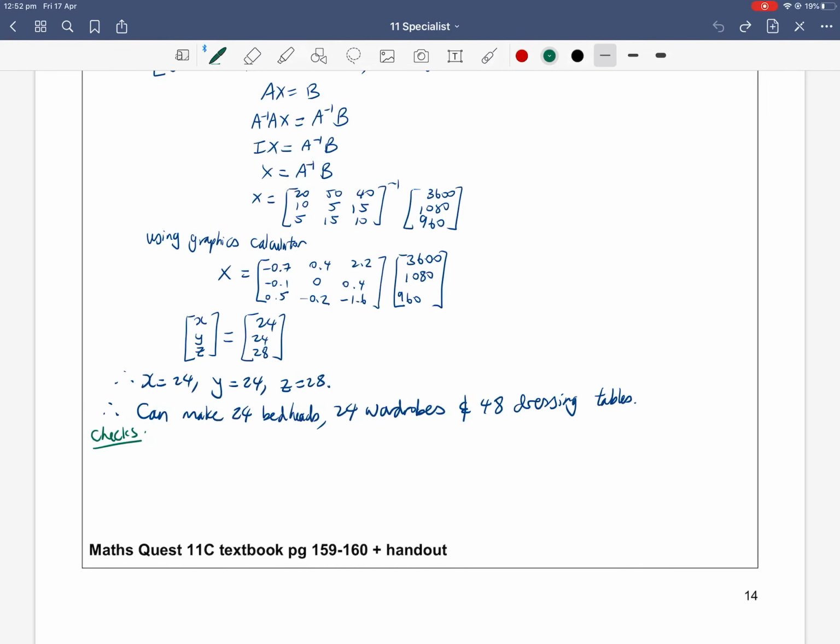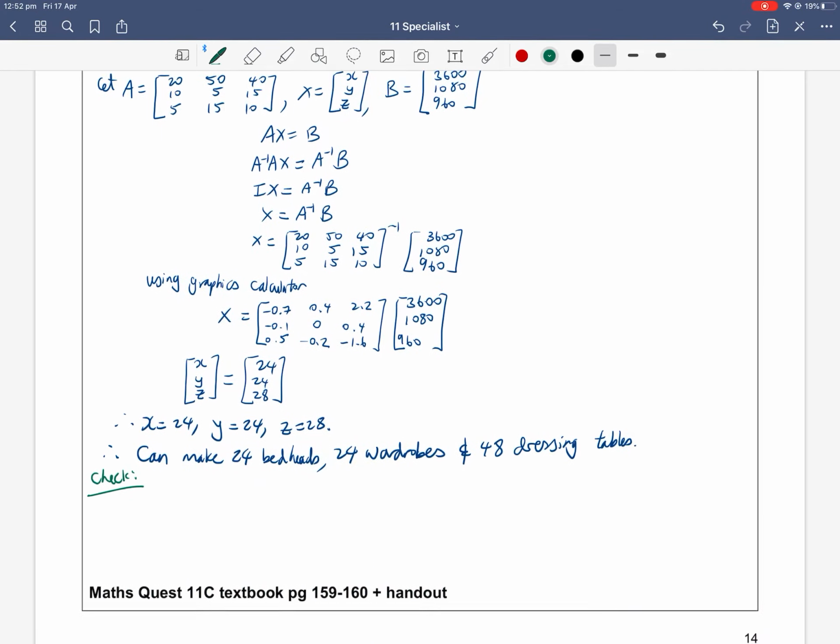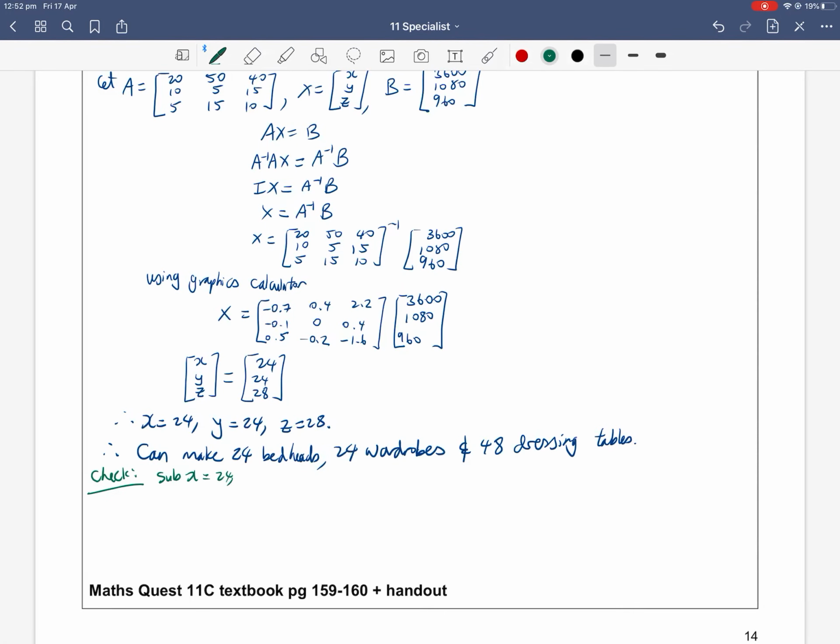So finish off with checking because you don't have the back of the book answers on the exam. So check. Did I label the equations? Yes, I did. So sub x equals 24, y equals 24, and z equals 28 in equation 1. So left hand side is 20 times 24 plus 50 times 24 plus 40 times 28 is 3600, which is the right hand side, so we're happy.